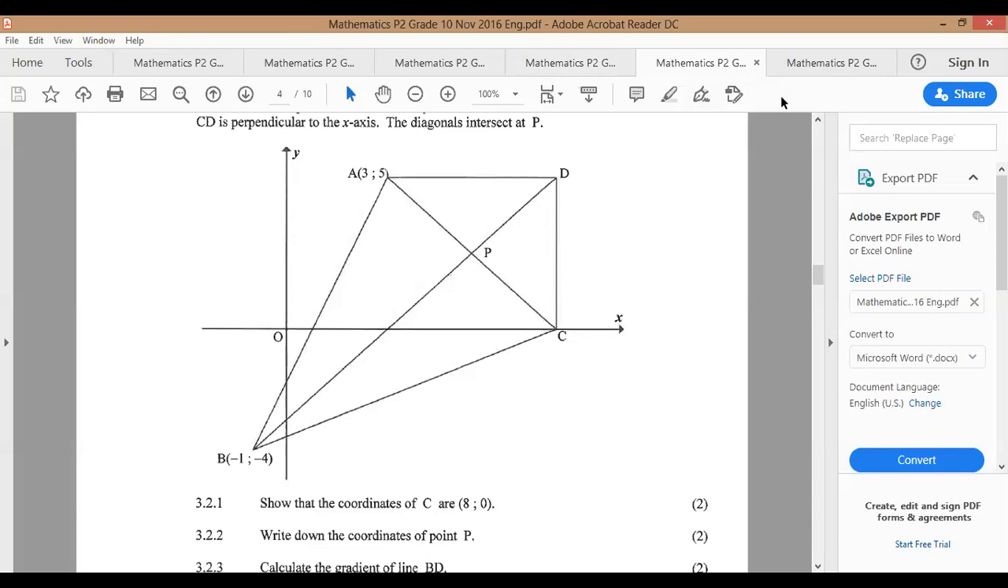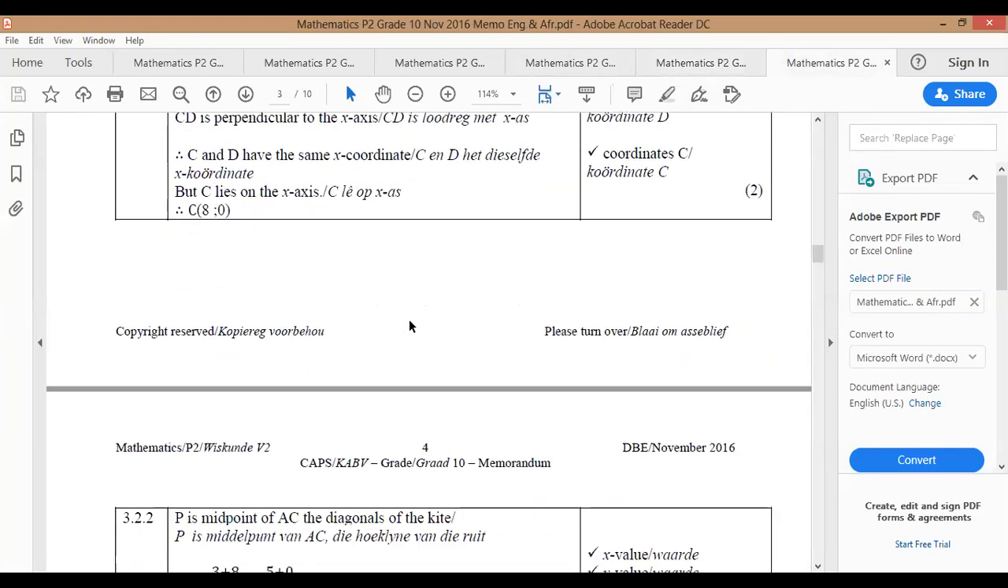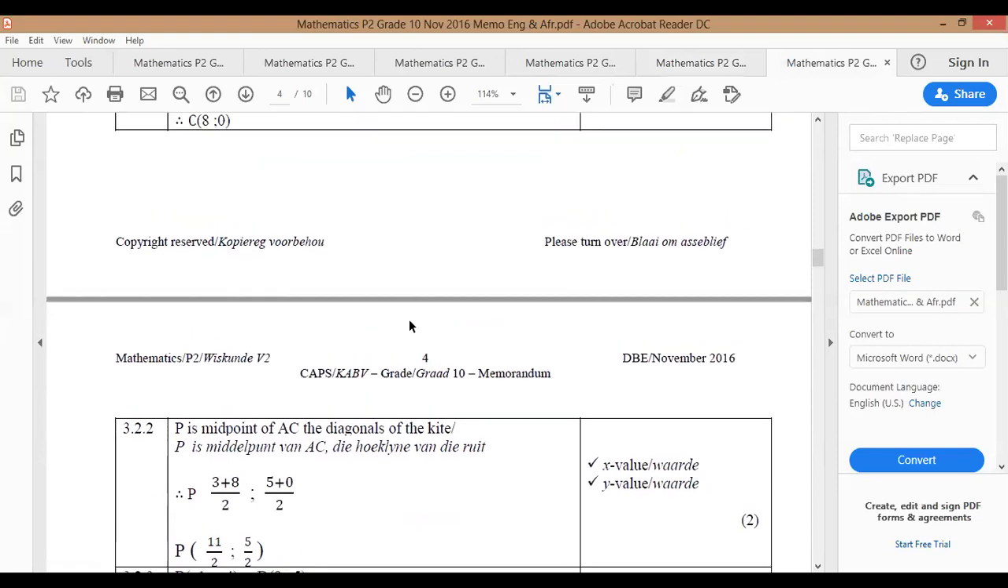Let me show you. Perfect. This is what they did here. P is the midpoint of AC, the diagonal of a kite. Therefore, this is your midpoint formula. You know that by now. The midpoint formula says (x2 plus x1) over 2, (y1 plus y2) over 2, right? Therefore, divide by 2. So point P is going to be 11 over 2, 5 over 2. So those are the coordinates of P. Does it make sense? Perfect.